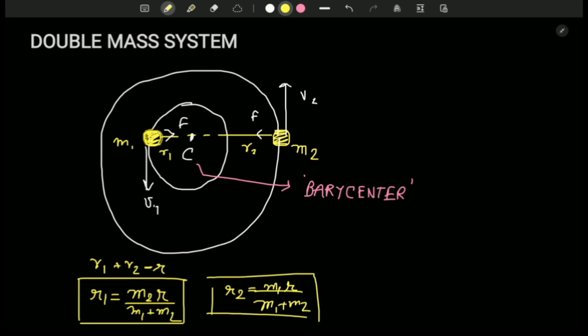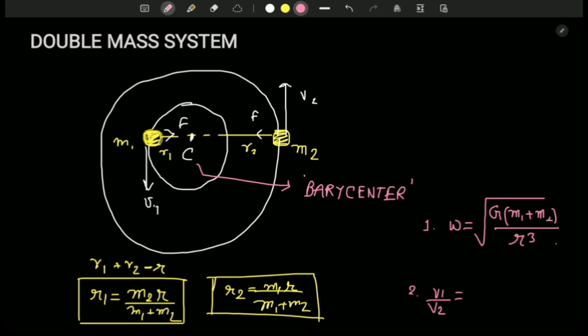Now things to be noted here is that both m1 and m2 will have the same time period and omega. And what is this common omega? This is omega equals under root G (m1 plus m2) divided by r cube. This is the same angular velocity with which they will rotate. And the second thing is v1 by v2. This is omega r1 by omega r2, same omega, which equals r1 by r2. These are two important relations about the double mass system, and hence we conclude the chapter gravitation.